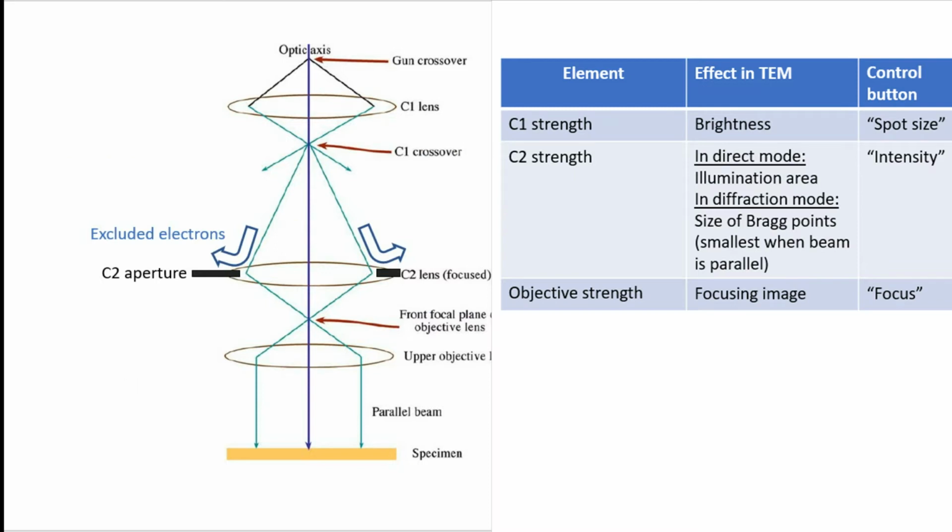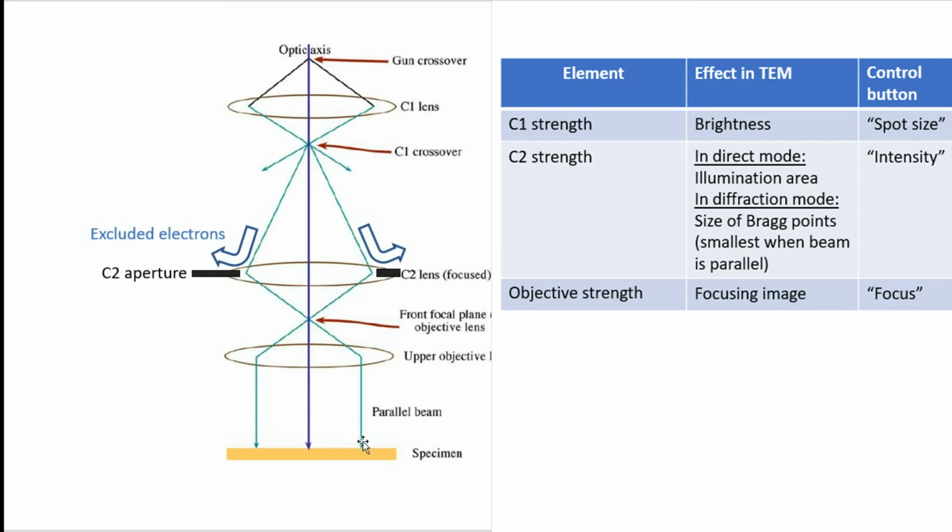Here is a short introduction to the transmission electron microscope, followed by demonstrations by Michael Elbaum. The first element is the C1 lens, which controls the brightness. When the C1 lens is stronger, the focal length is smaller, then more electrons are excluded from the target and the brightness is lower. The second lens is C2, which includes the aperture of C2 and the strength of the C2 lens. Both determine the convergence of the beam and the size that illuminates the target.